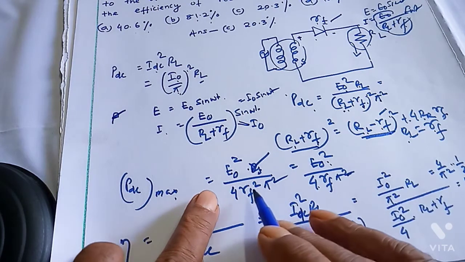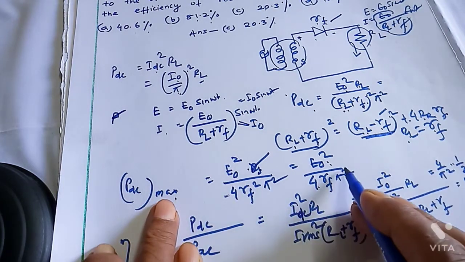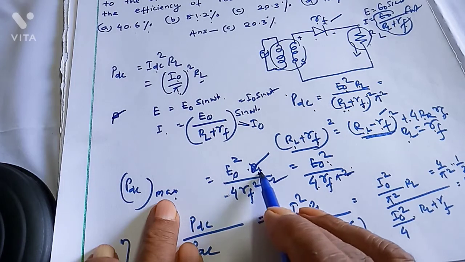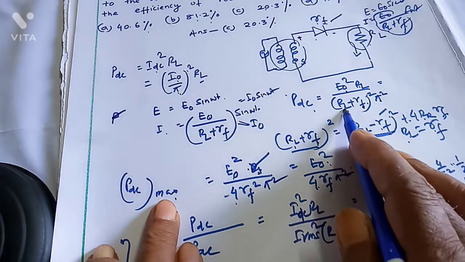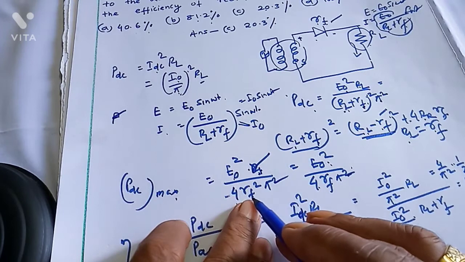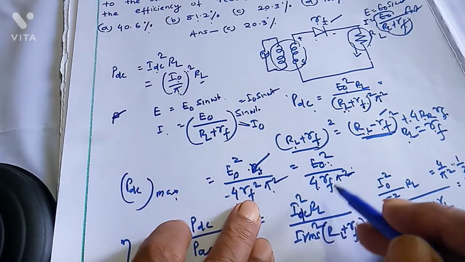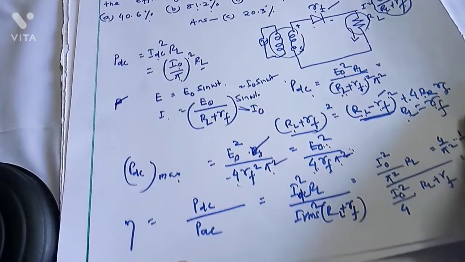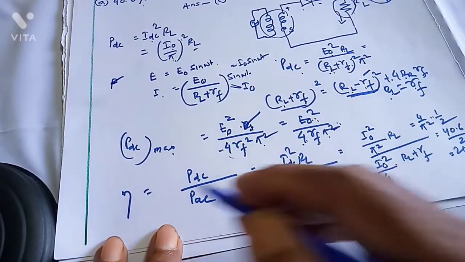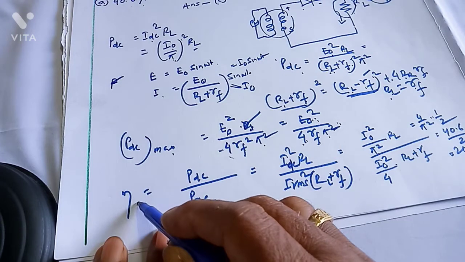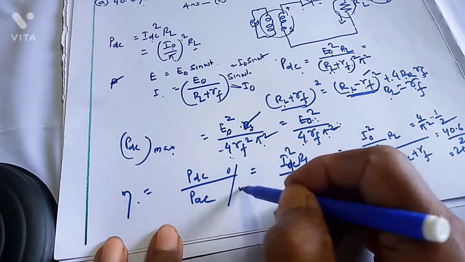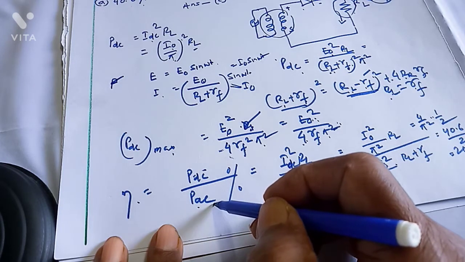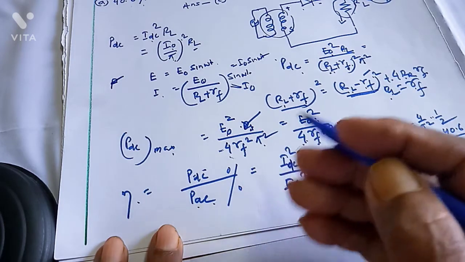If you substitute the values here, we can find the maximum value of DC power, that is E0 square into RF by (RL plus RF) whole square, that is E0 square by 4RF pi square. It is not asked, we want to find the rectification efficiency. Efficiency is always expressed in percentage, so it is power DC by power AC, because we are converting AC power to DC power.